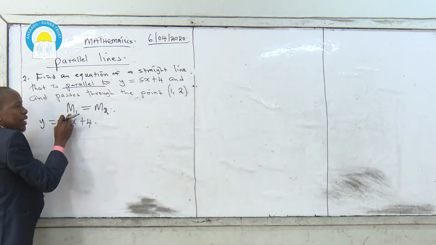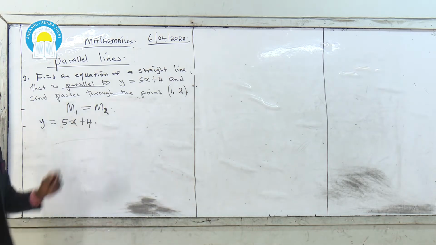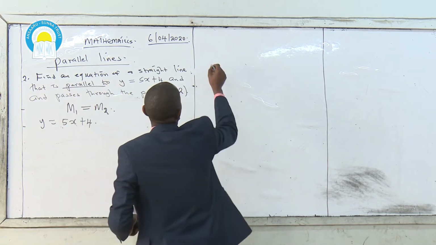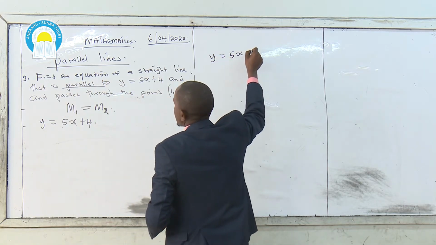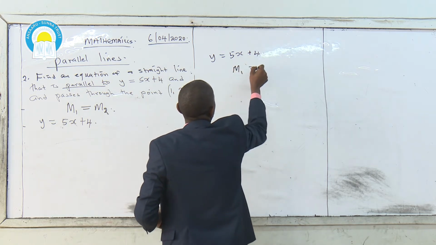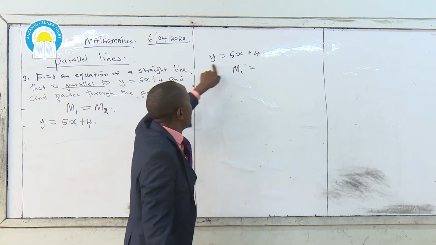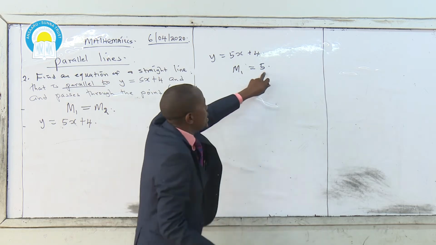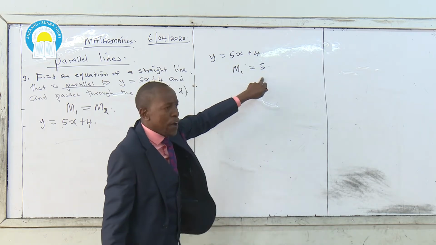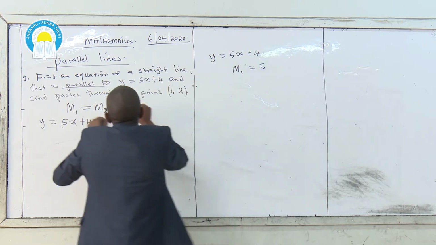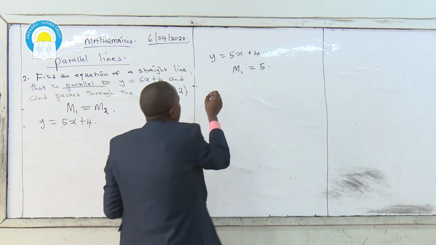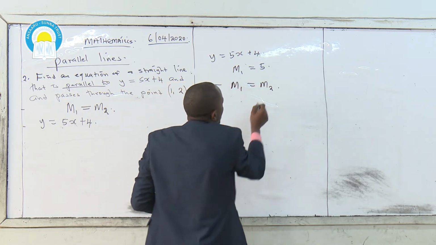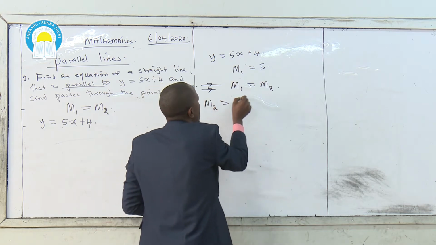So if we have m1, it means we have m2 because they have the same gradient. Meaning, when we say y is equals to 5x plus 4, our m1 is the coefficient of x in the line that is provided. So our gradient here is 5. If the gradient of line 1 is 5, and we know they are parallel lines, then m1 is equals to m2, so m2 is also 5.